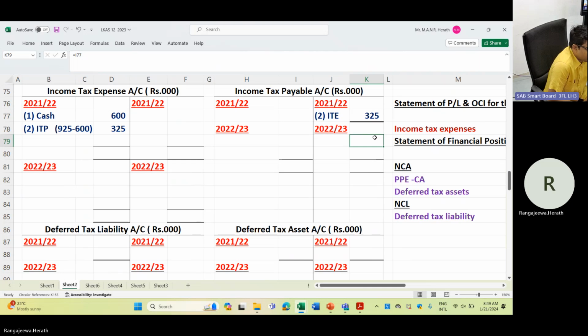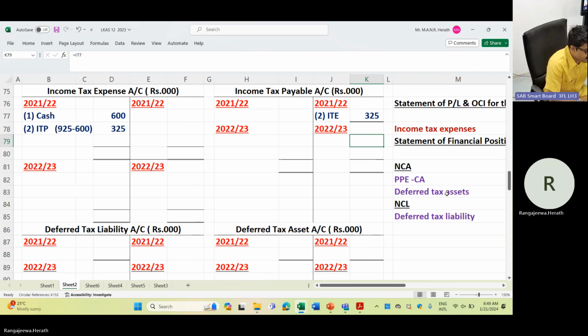And this is the normal income tax entries, right? Tax paid under self-assessment, cash credit, tax expense debit. End of the year, you calculate the total income tax liability, 925. Out of that, 600 already paid, 325 payable. That would debit tax expense, credit tax payable.